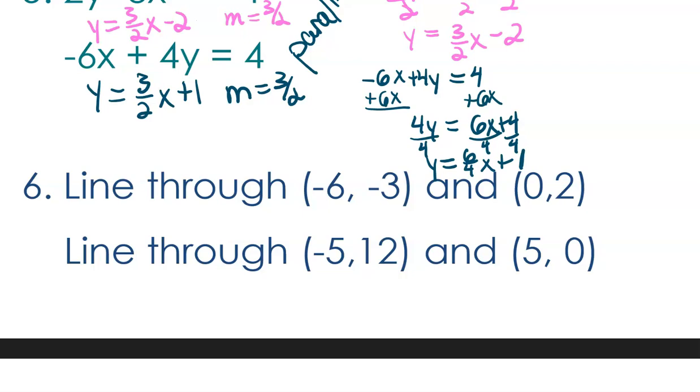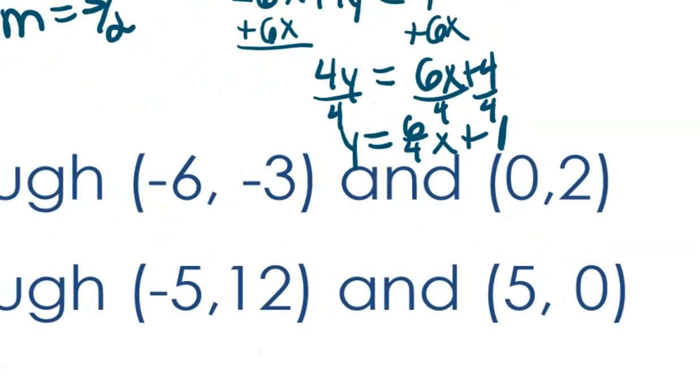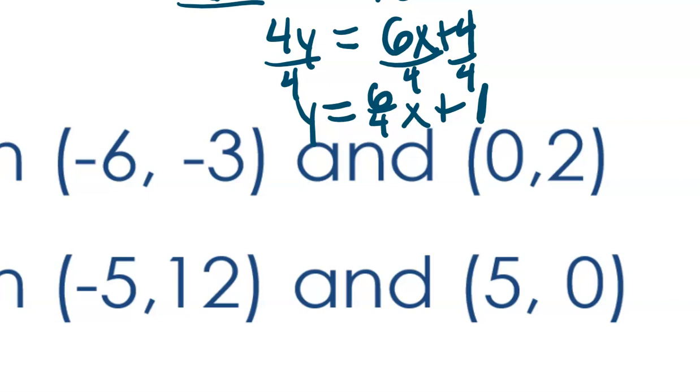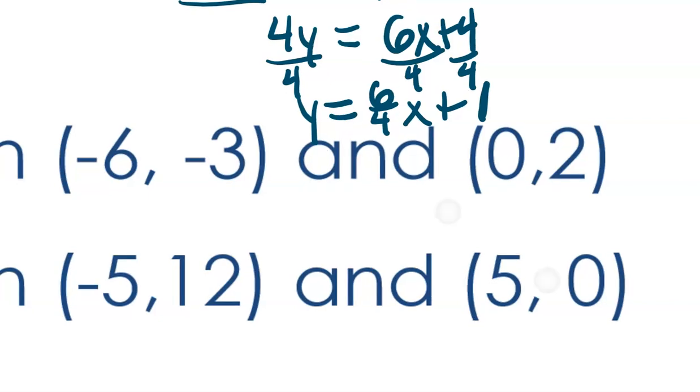So to do that, because we're given 2 points, we need to use the slope formula. Slope formula is change in y over change in x. So all we have to do is figure out how the y value changed and how the x value changed. So we're going to take each y value and subtract them, -3 minus 2, over the x values and subtract them, -6 minus 0.